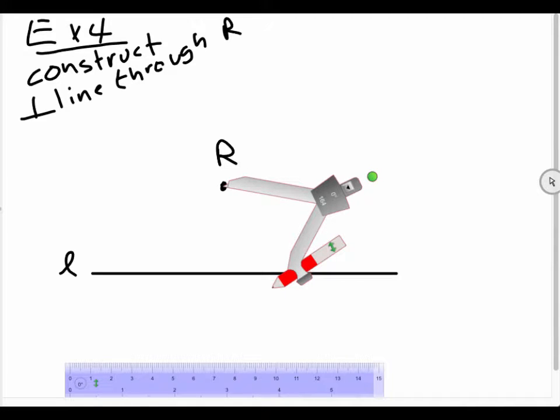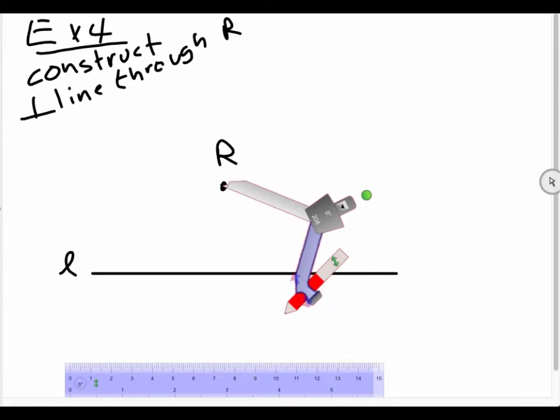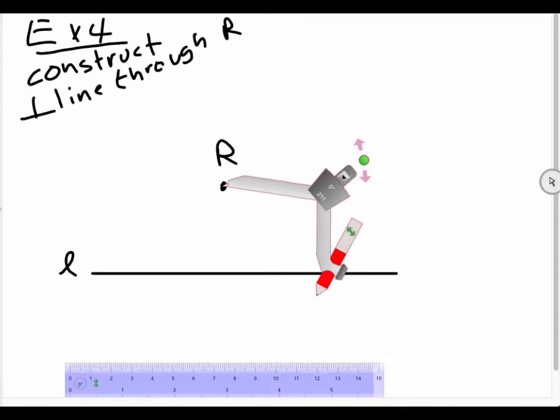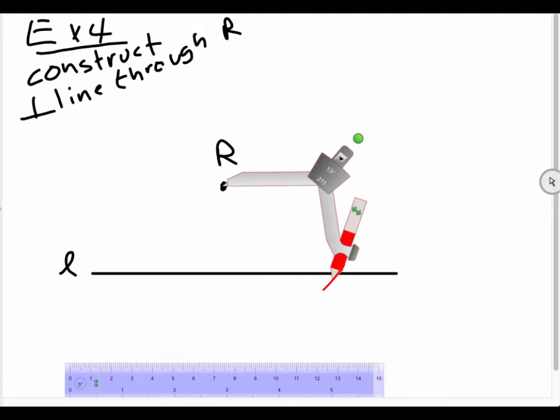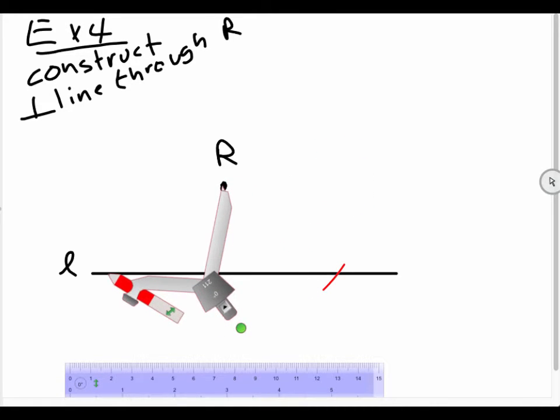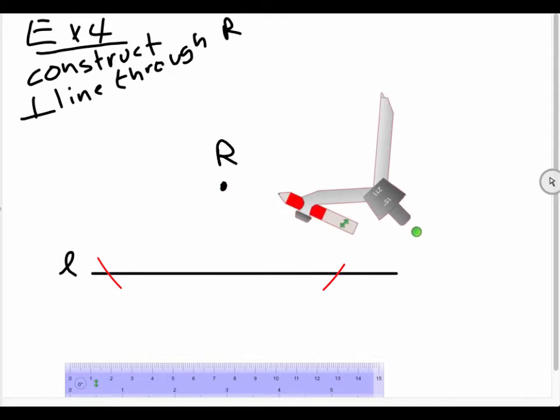Okay? So see how I have my compass set up there? I just need to make 2 arcs. Now the wider I can make it, the better. So I'm just going to make an arc here, not change the distance, rotate all the way around, and make an arc here. Like so.